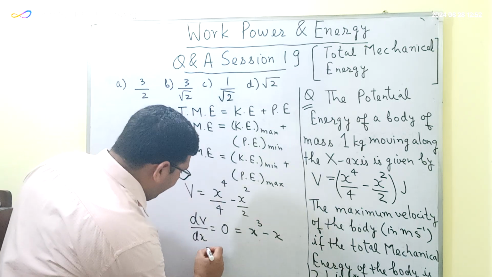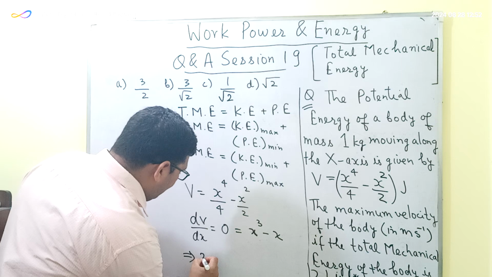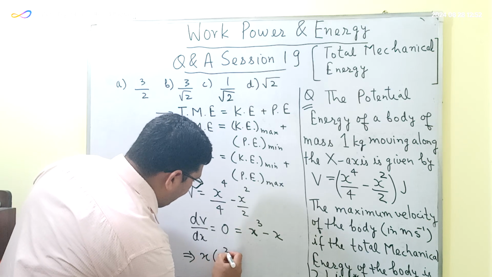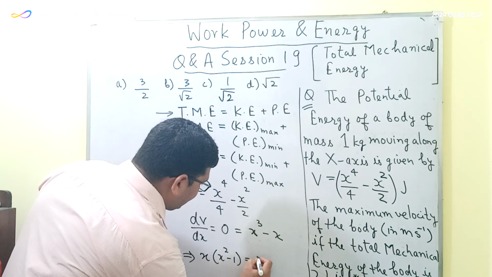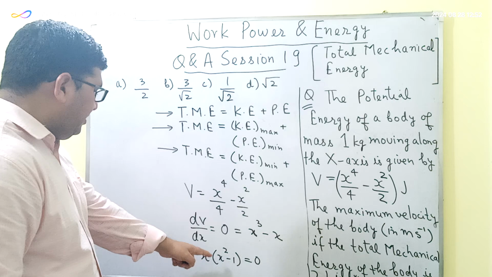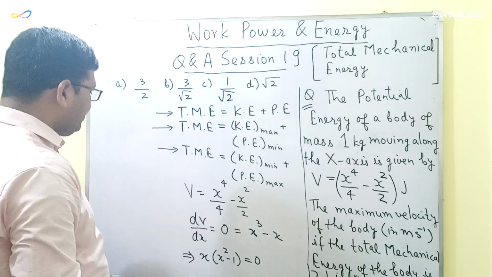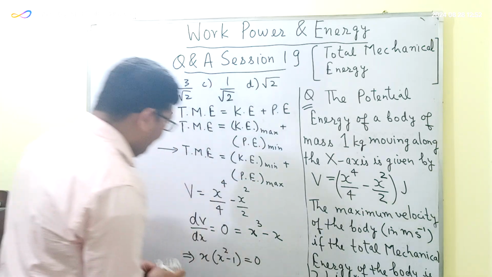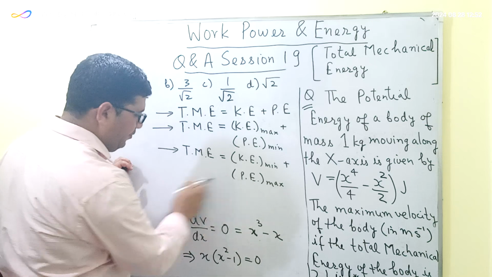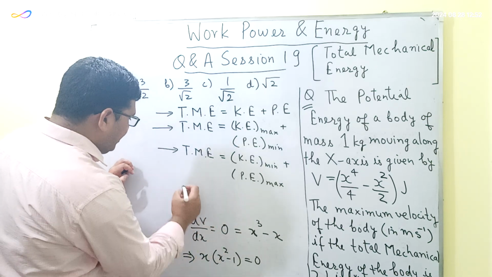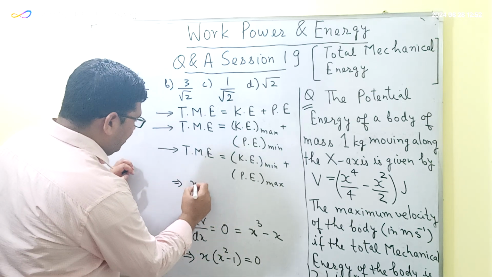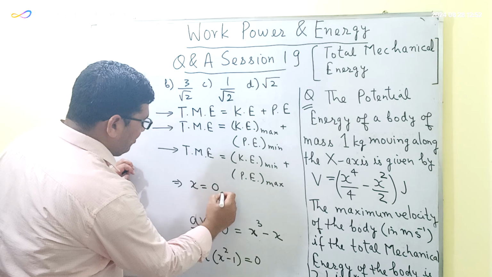So from here I will be getting this equation that x in bracket x square minus 1 is equal to 0. From this equation, the value of x will be equal to 0.